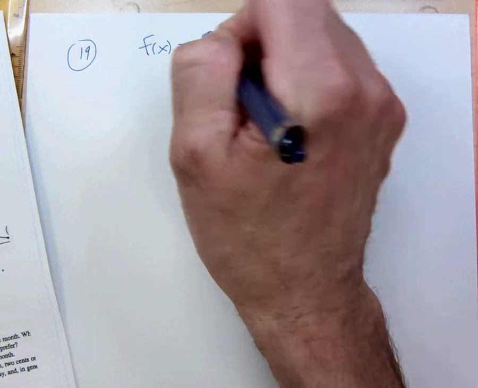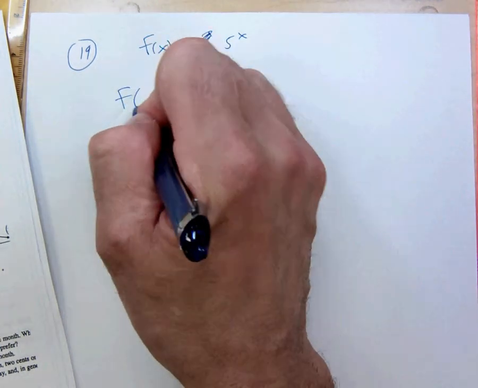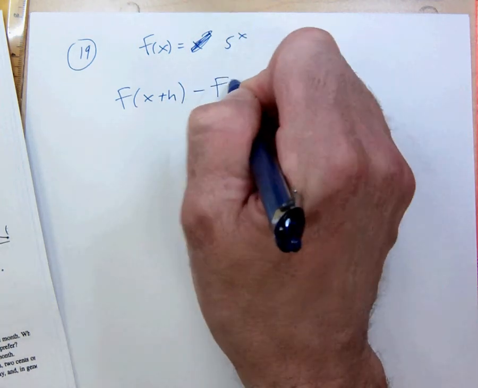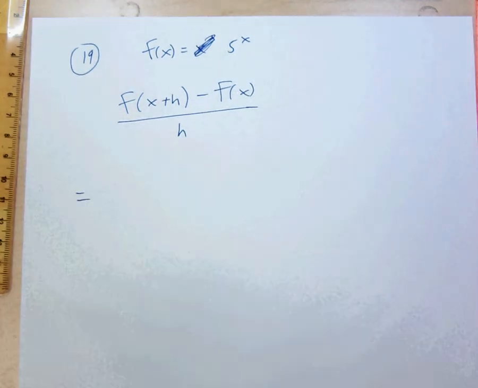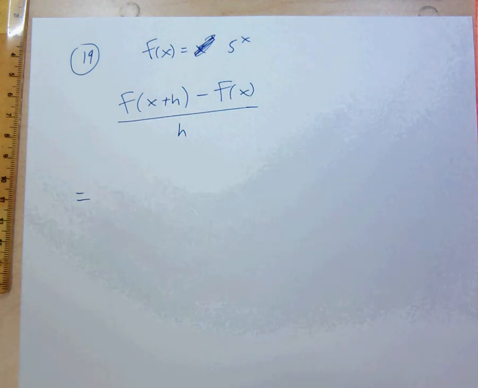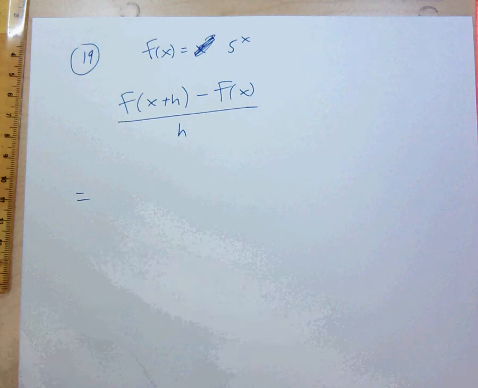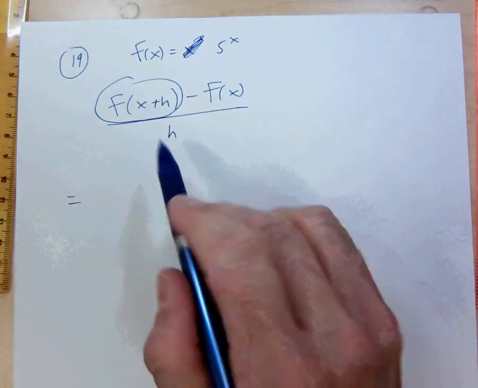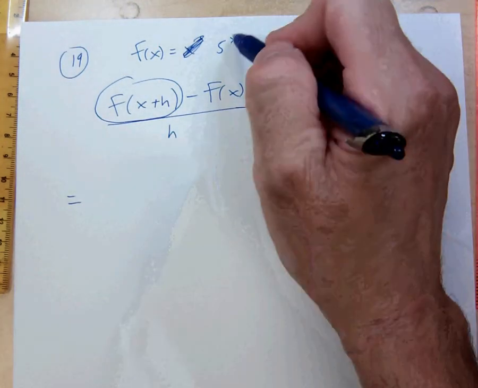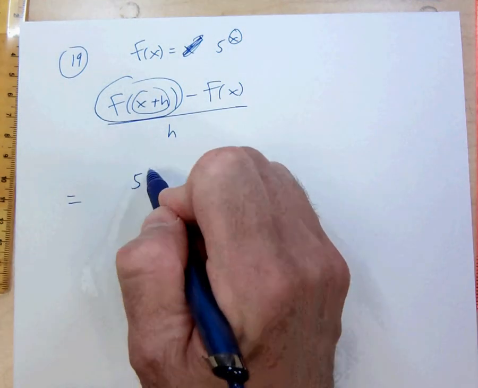They give you that as a function, and they basically want you to find this minus this all over h, correct? Okay, so here we go. We're going to do this one piece at a time. Are you ready? All right, let's find this piece first. What does that mean, to find f of x plus h? That means replace x with what? x plus h.